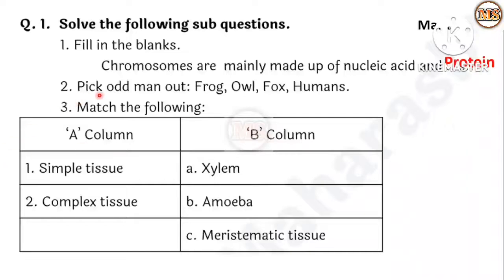Then second, pick odd man out. Frog, owl, fox and humans. So the odd one is a human. Then question number 3, match the following. Here two columns are present, column A and column B. Simple tissue. So an example of simple tissue is a meristematic tissue. Then the second one is the complex tissue, and an example of a complex tissue is the xylem.